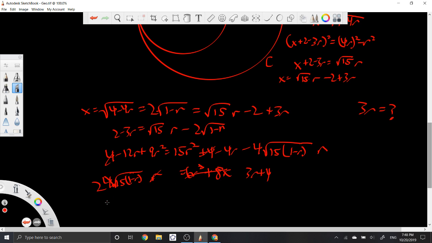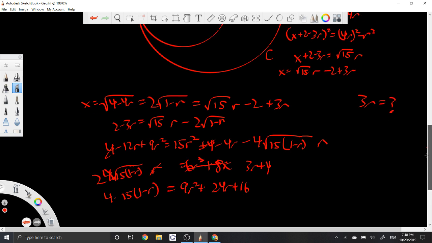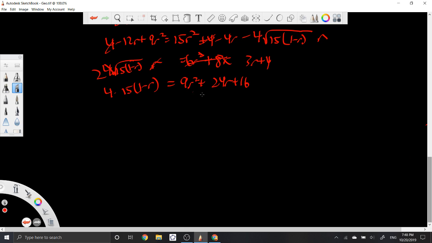And now we square again. So 4 times 15 times (1 minus R) is equal to 9R squared plus 24R plus 16. Again, just from squaring both sides. And now we've run out of square roots, which is good. So moving everything to the right, we have 0 equals 9R squared plus 84R minus 44.